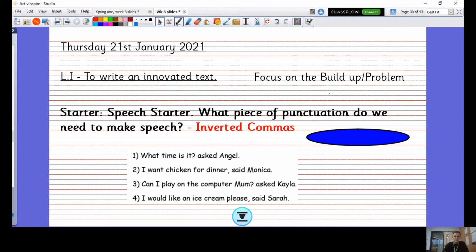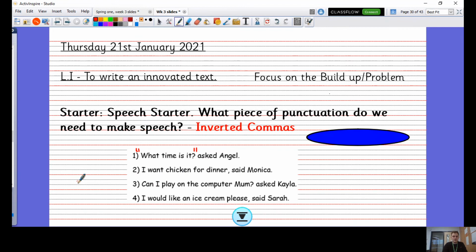Okay, so I would like you to point to where you think the inverted commas go in each sentence. I will read it out loud and then have a little think. What part is the person saying in each sentence? So, "What time is it?" asked Angel. So we know Angel's doing the talking, but what part does she say? I'll read it one more time. "What time is it?" asked Angel. Excellent. So the part that is being said would be "What time is it?" Okay, because she is asking what the time is. Okay, so that's our speech sandwich there.